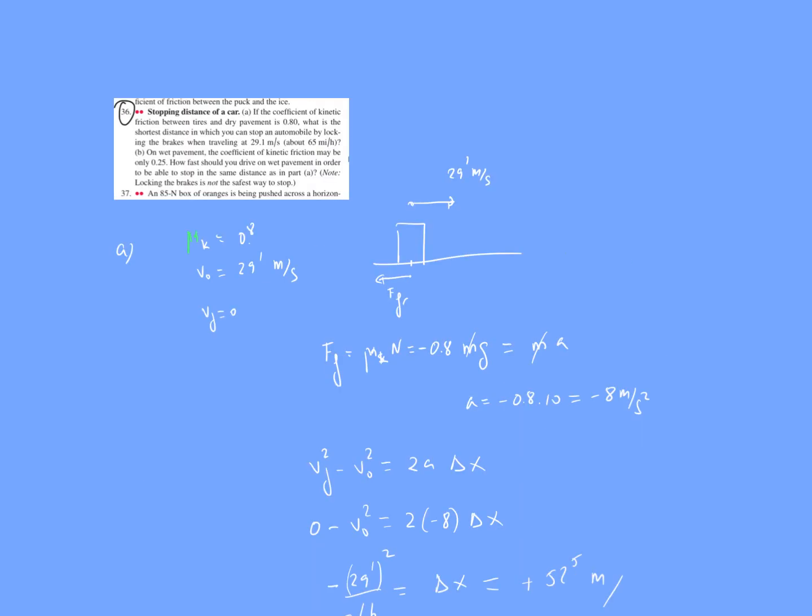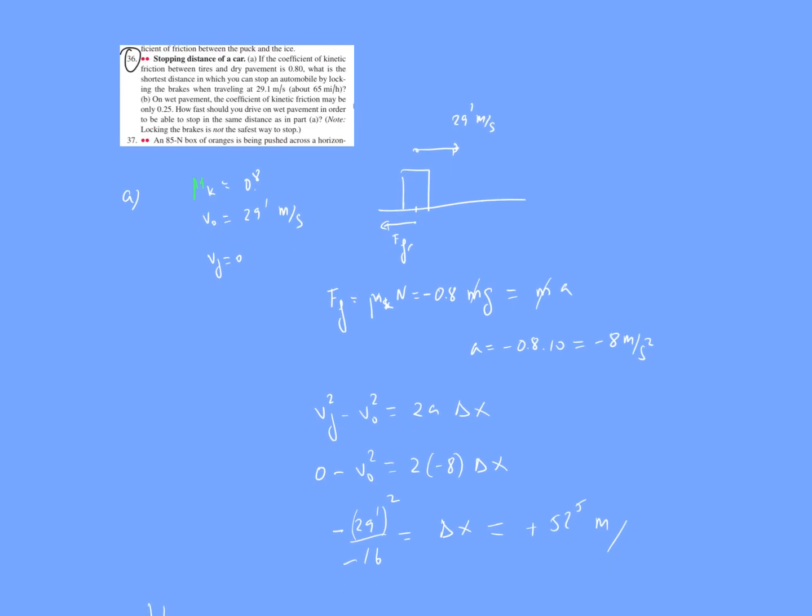Let's go to the next. Okay, stopping distance of a car. So you have a car. Please read the problem. The car is moving at 29 meters per second. There is friction, so the friction is producing an acceleration in the opposite direction of the velocity, and eventually the final velocity will be 0. It says the mu sub k is 0.8.